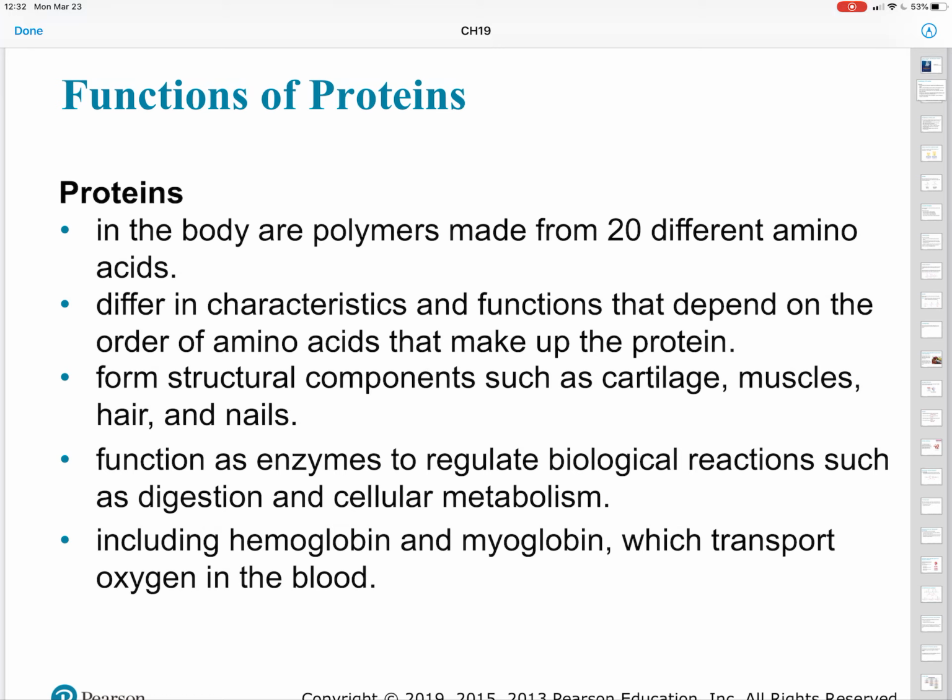They can form structural components such as hair, I mentioned that, nails, muscles, cartilage. They can be enzymes, and they can also transport. We talked about LDLs, we talked about HDLs. These were proteins that were associated with the hydrophobic molecules, the lipids that we were trying to transport, like cholesterol and triglycerides and that sort of thing. Or oxygen, as we talked about just a couple of minutes ago.